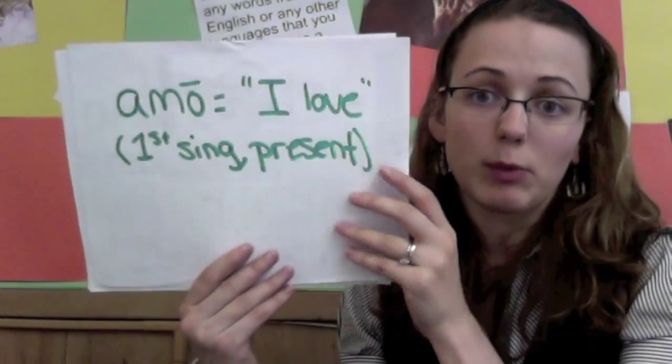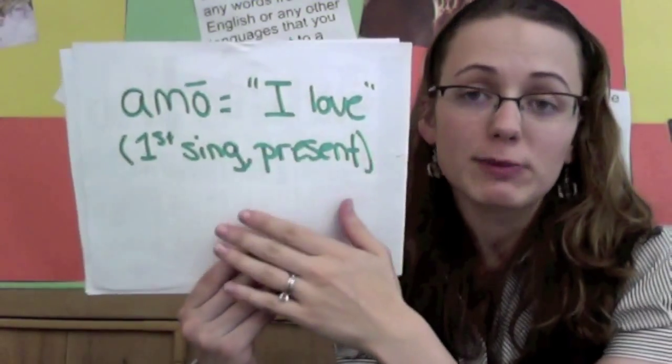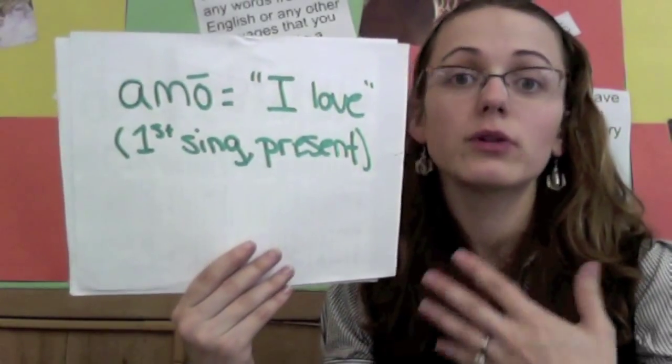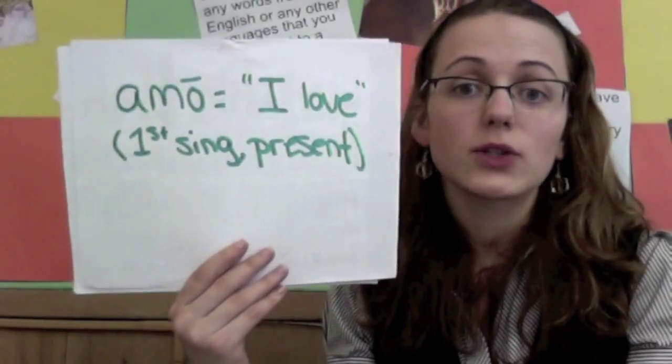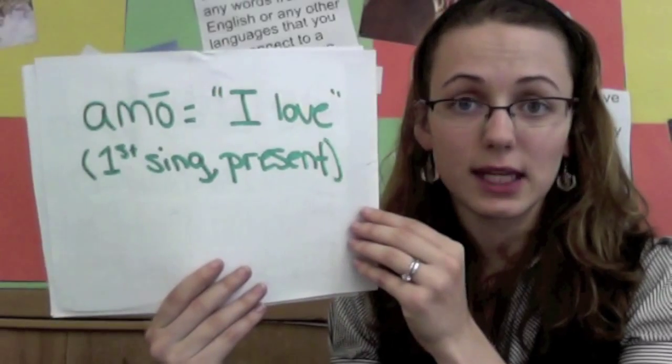The first principal part tends to end in the letter O, and it is the first person singular in the present tense. So it translates by itself. I love, for example. So it's happening right now because it's present tense, and it's I because it's first person singular.